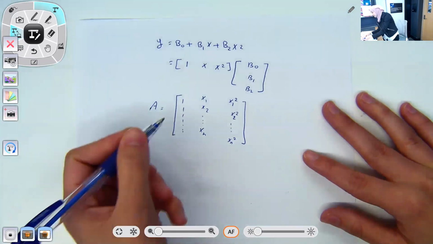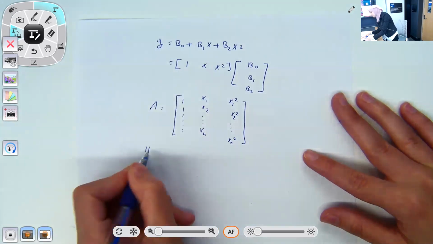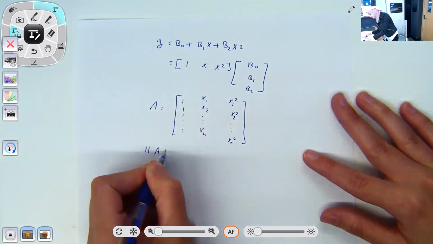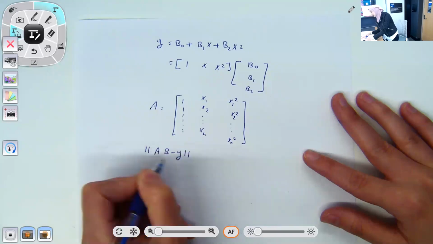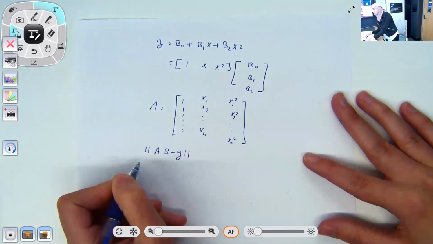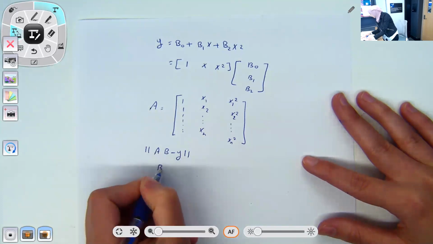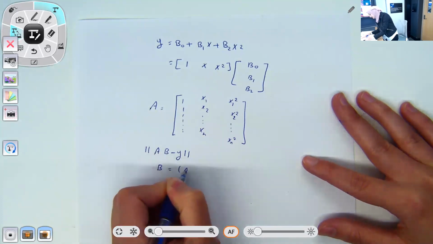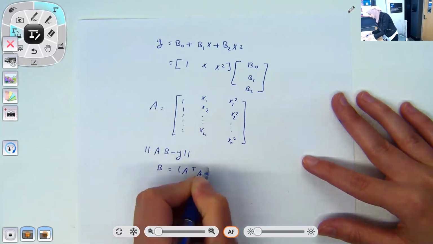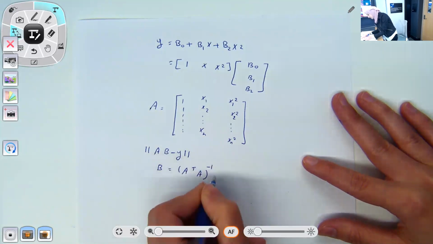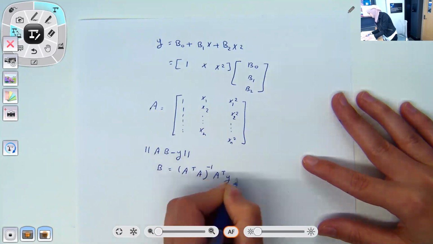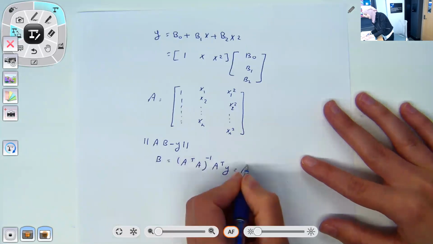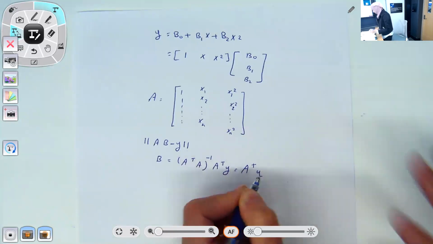To find the value of b, we need to find the value of the norm of Ab minus y, and we need to minimize this norm. You get that the value of b equals A transpose times A, and this is inverse, multiplied with A transpose y. And we call it A dagger y.